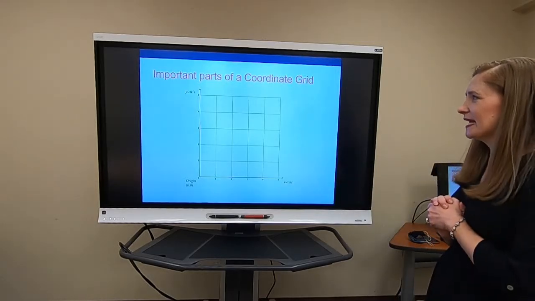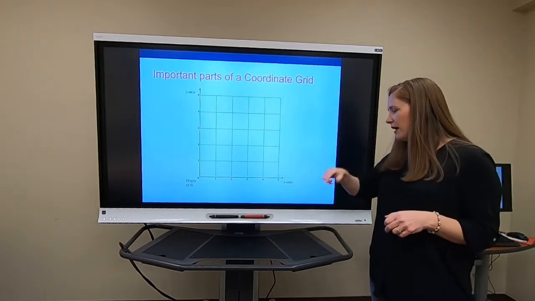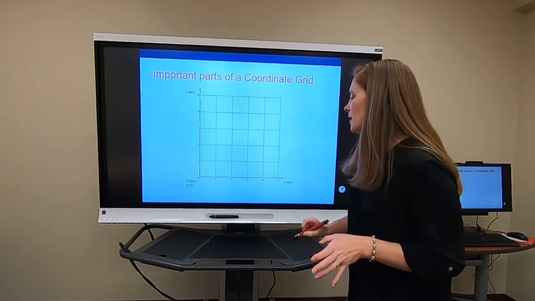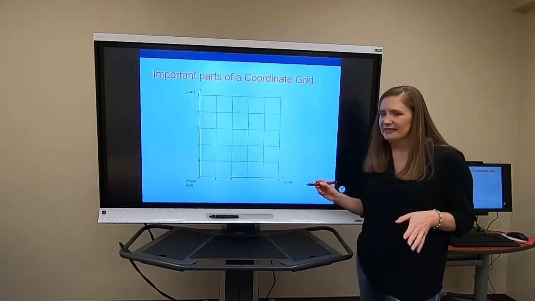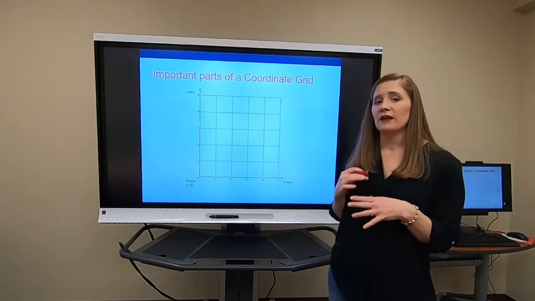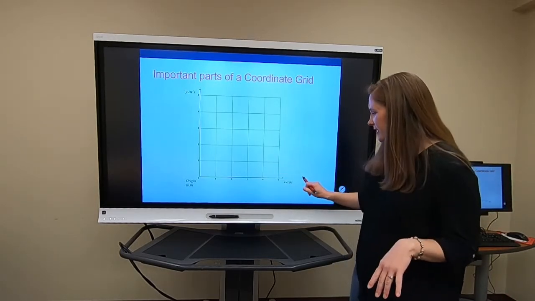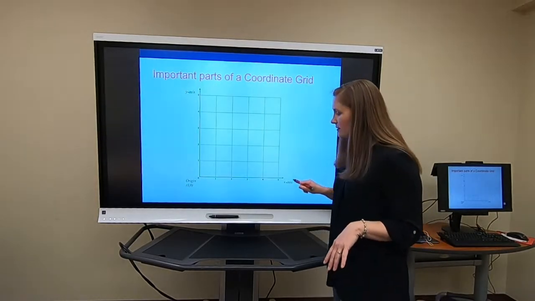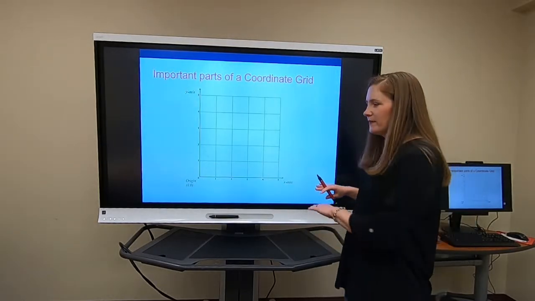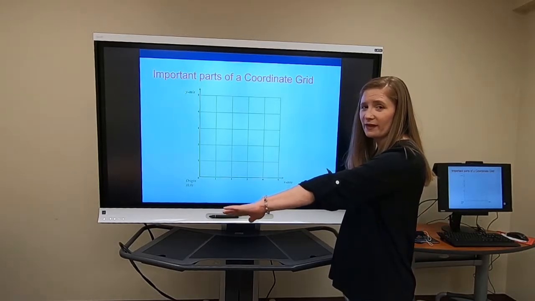The first thing that you have to know are the important parts of a coordinate grid. I have some labeled here, but I want to emphasize what they are because you must have this down moving forward, and it's essential in every math class that you take from now on. The first thing that you learn is that the x-axis is this line that's at the bottom, and it goes across. Do you know what that's called? We don't just say across, we say what?